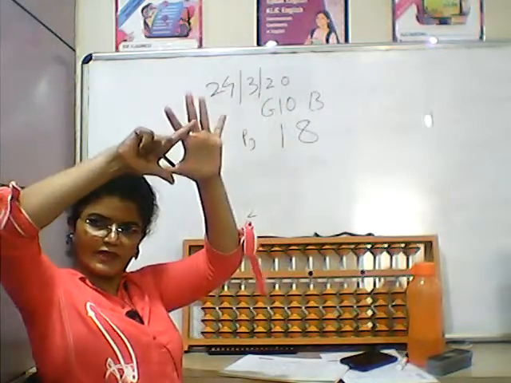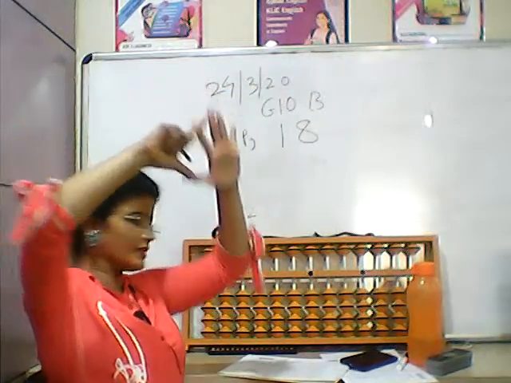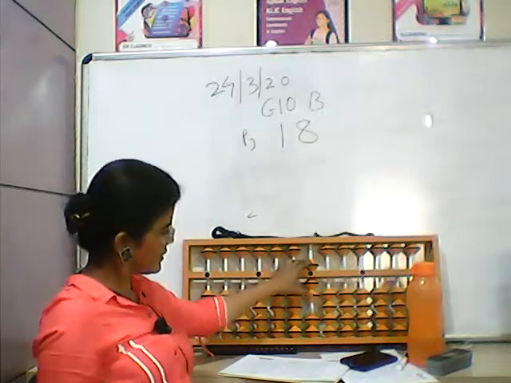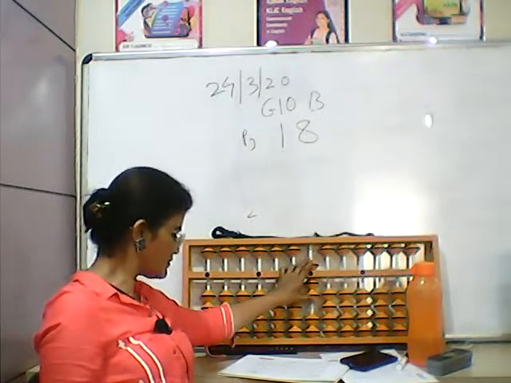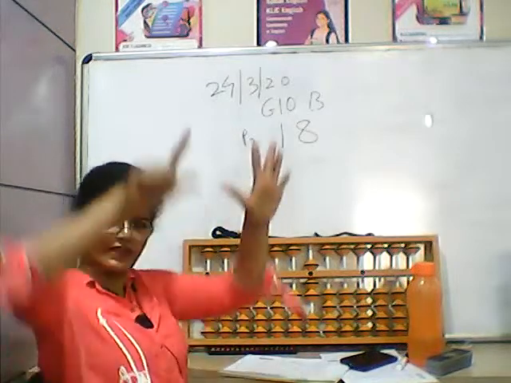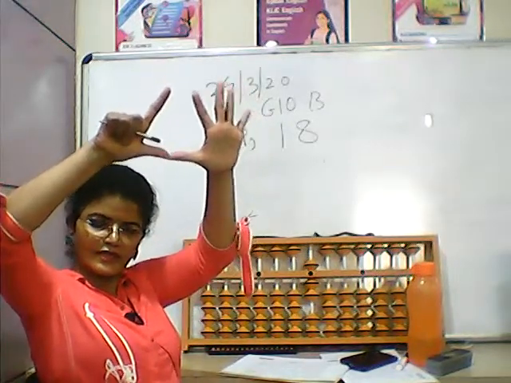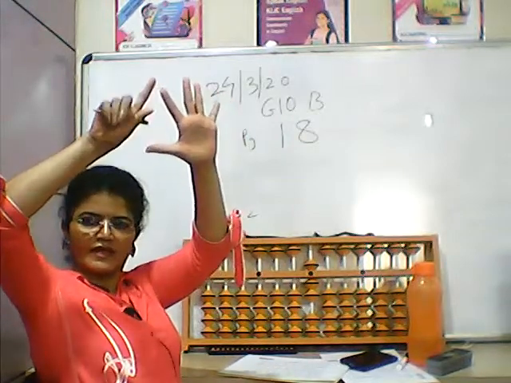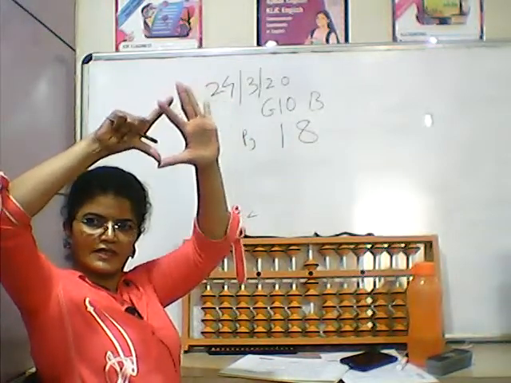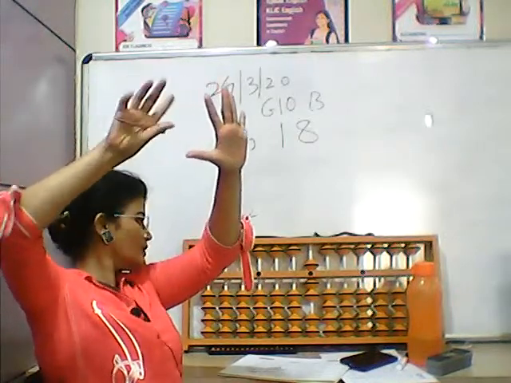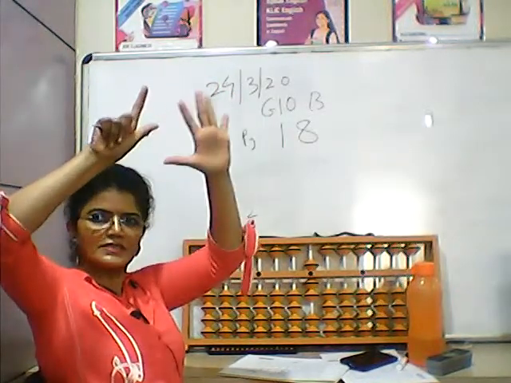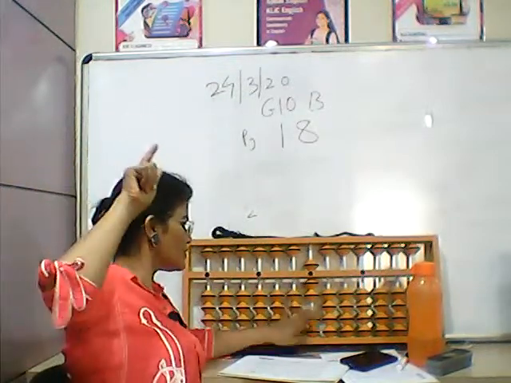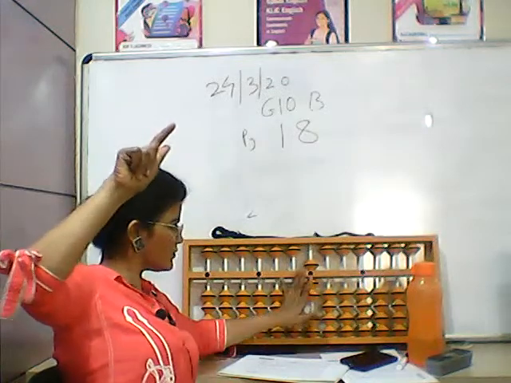Sum number 7. 5 and 2, close action. Again 7. Can you put 7 again? No. 7 ka friend. Minus 3. Minus 3, plus 10, minus 3. Minus 3 to nahi hai.